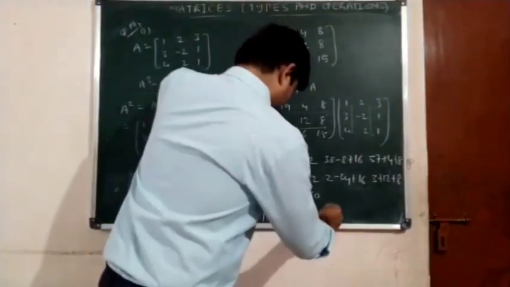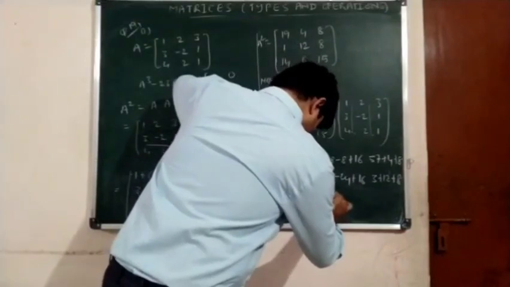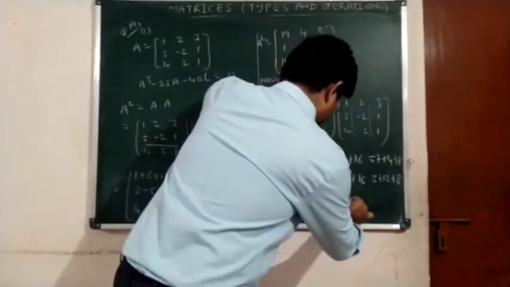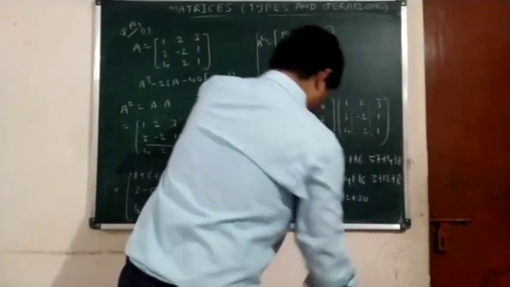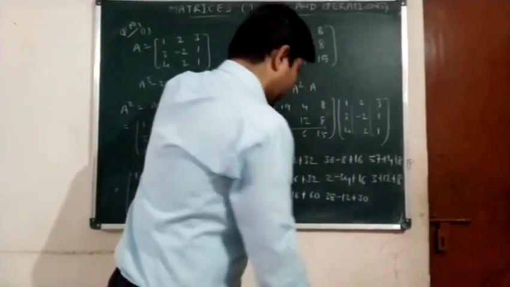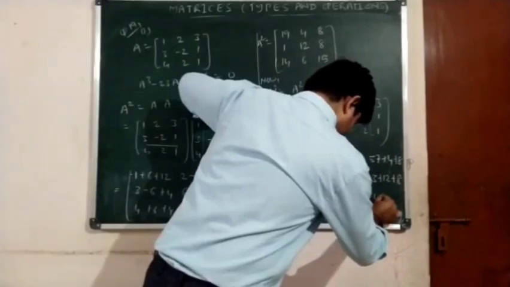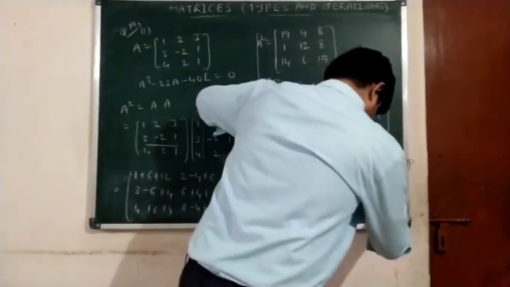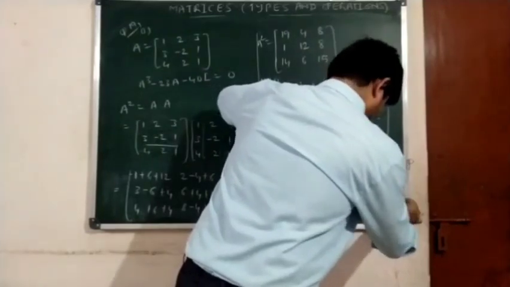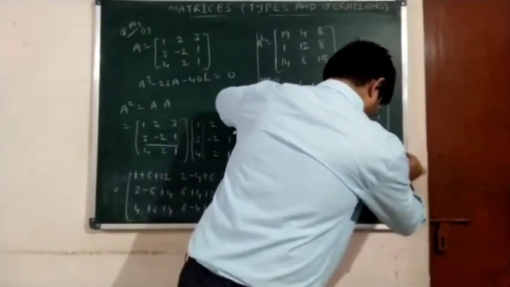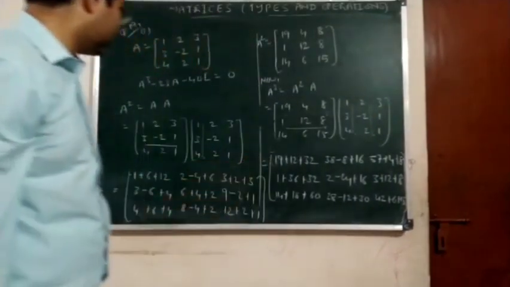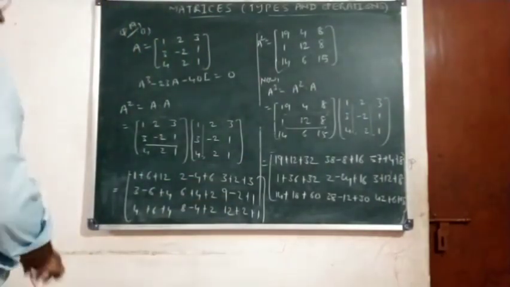Okay, with the second column, 14 twos are 28 minus 6 twos are 12 plus 15 twos are 30, and then with the third one, 14 threes are 42 plus 6, 6 ones are 6 plus 15 ones are 15. Here, so let us simplify and write down.